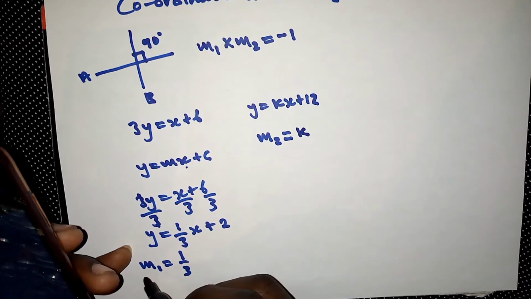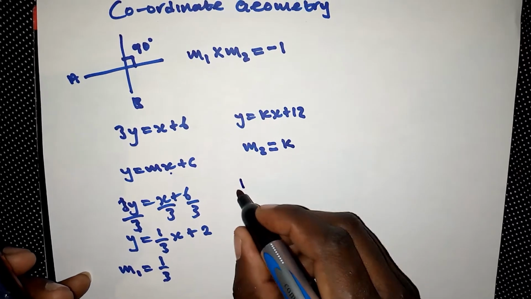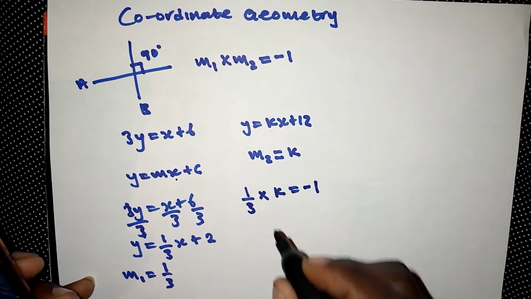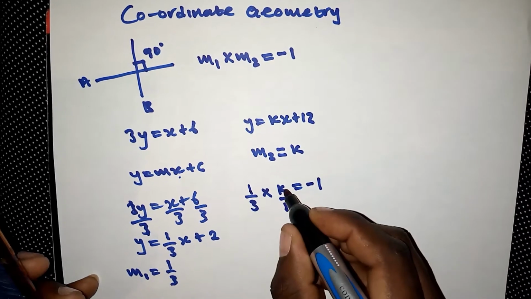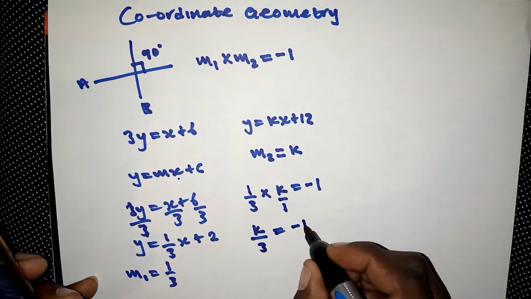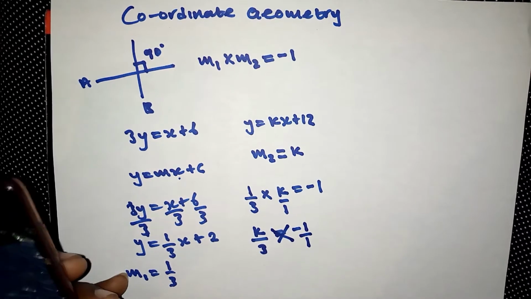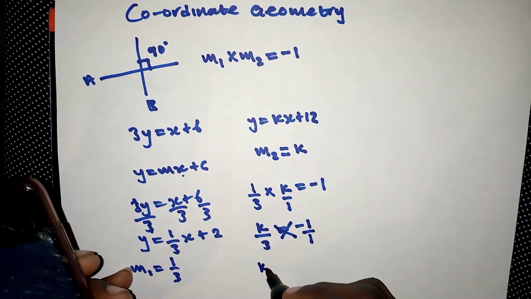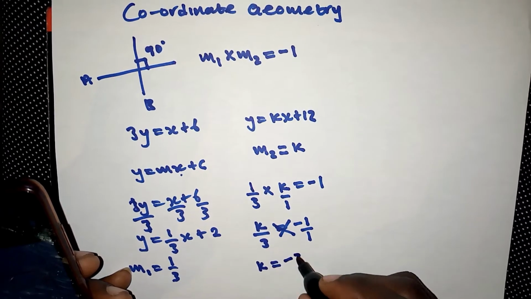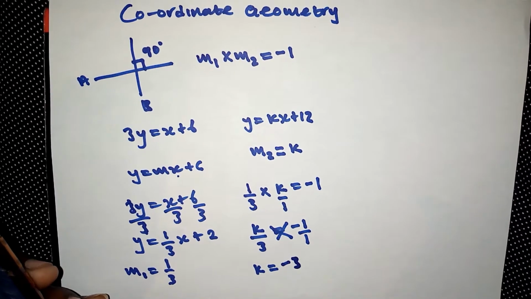So now we have our m1 and our m2. So we'll substitute them in this formula. We say our m1, which is 1/3, multiplied by k is equal to -1/1. We say 1 multiplied by k is k over 3 multiplied by 1, that's 3, is equal to -1 over 1, then cross multiply. Then you say k times 1, that's k. Then 3 times -1 is -3. So this is how you solve a question when it comes in this way.